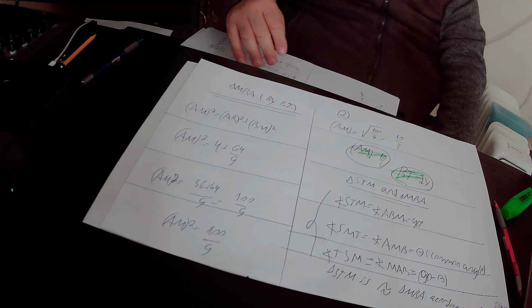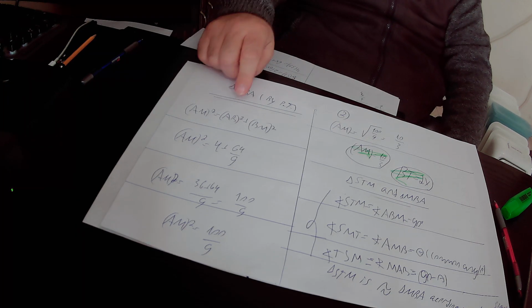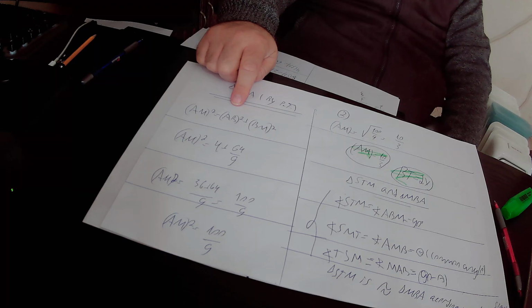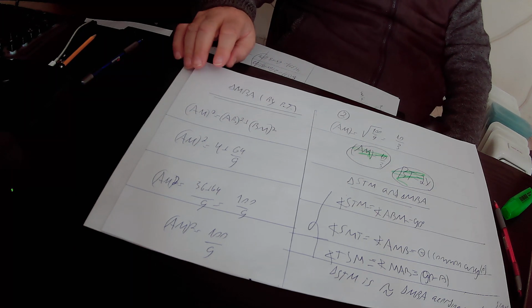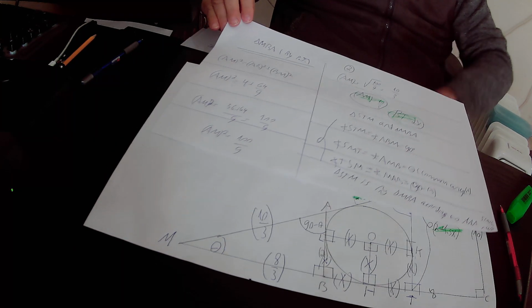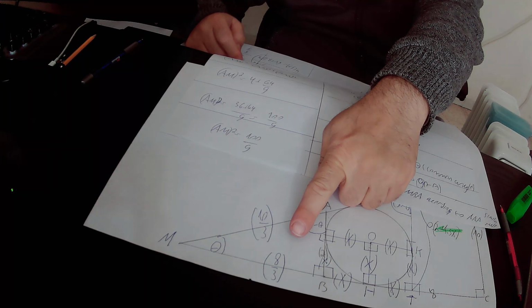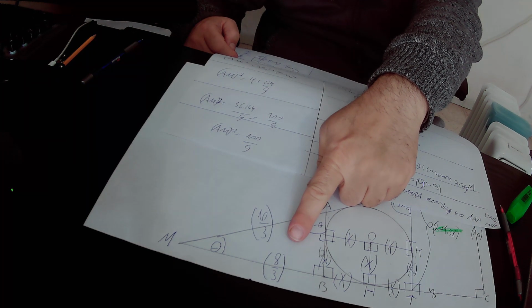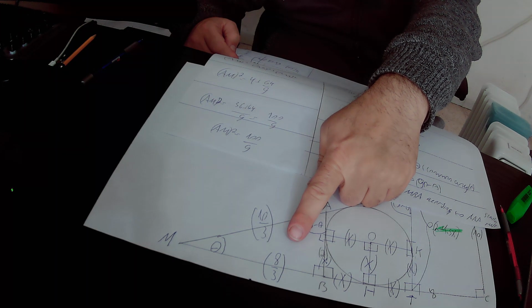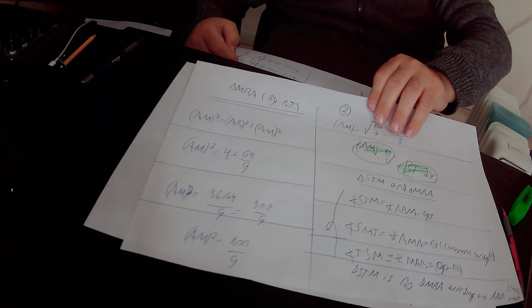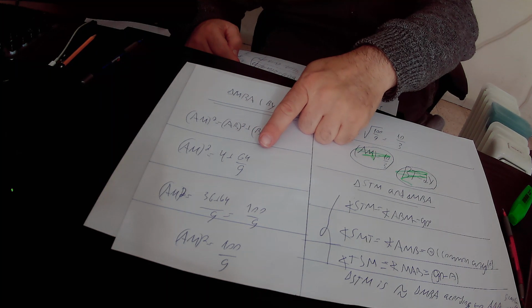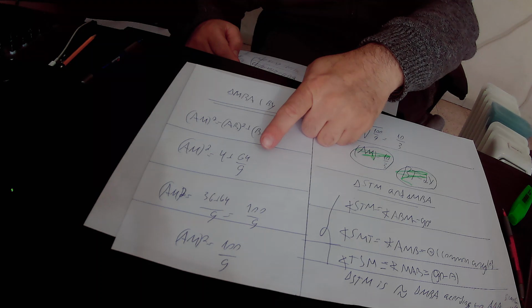So AM squared, the square of the hypotenuse, equals AB squared. AB is 2, therefore AB squared is 2 squared, that is 4, plus BM squared. We just found that BM equals 8 over 3, therefore BM squared is 8 over 3 squared, that is 64 over 9. So AM squared equals 4 plus 64 over 9.